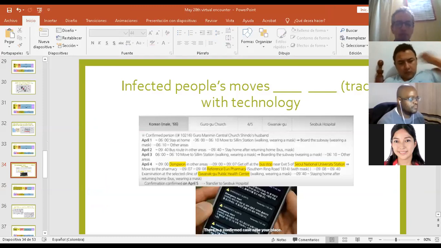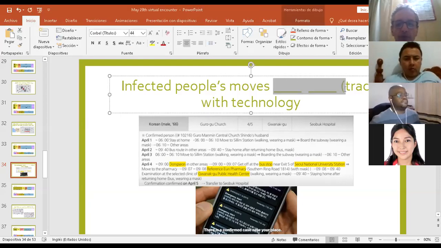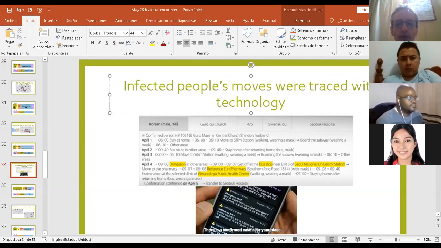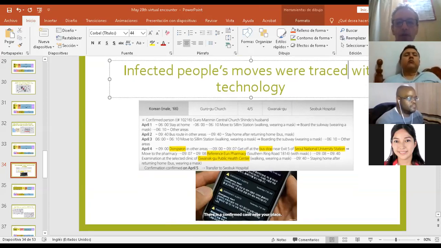Okay, this one, Leonardo. Infected people moves were traced with technology. Exactly. Good. We don't know who traced the moves.